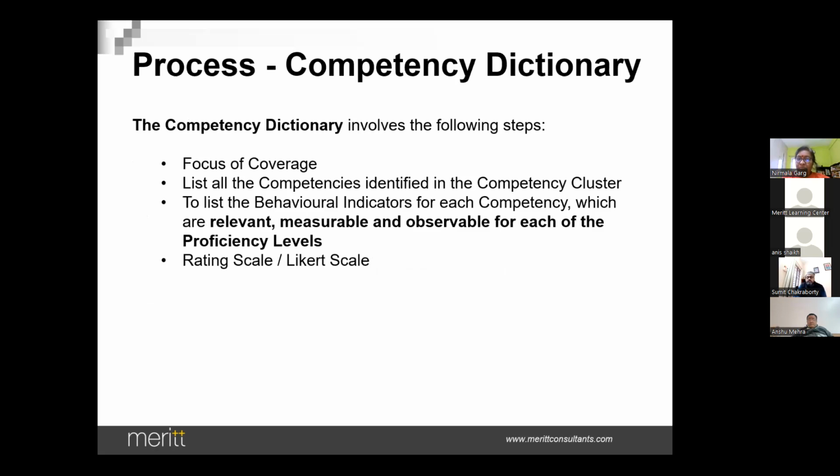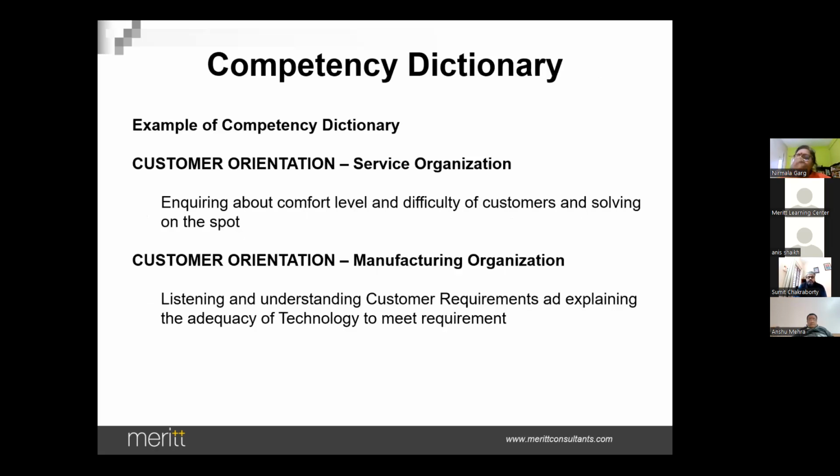Okay, now this is the process, but why did I say it is very, very contextual and organization specific? I want to give you an example. Say, for example, I'm taking customer orientation. First of all, how do you understand it? I want to know from others. Let others also speak. Customer orientation. What is the sense, or what kind of a meaning, or what do you understand by customer orientation?